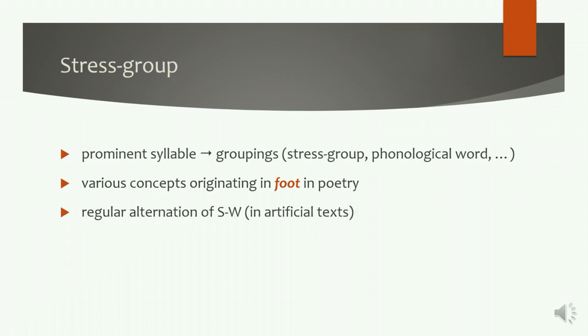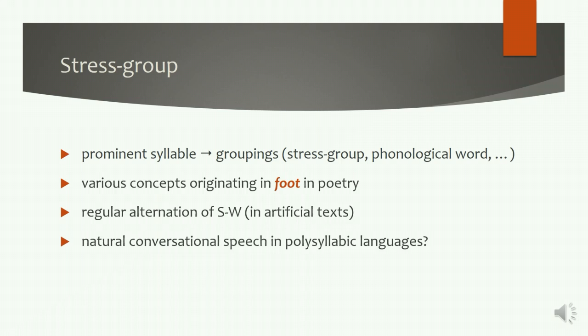Under that influence, scholars expect regular alternations of strong and weak syllables, but that usually can be only demonstrated in artificial texts. The question is, what happens in natural conversational speech in polysyllabic languages?